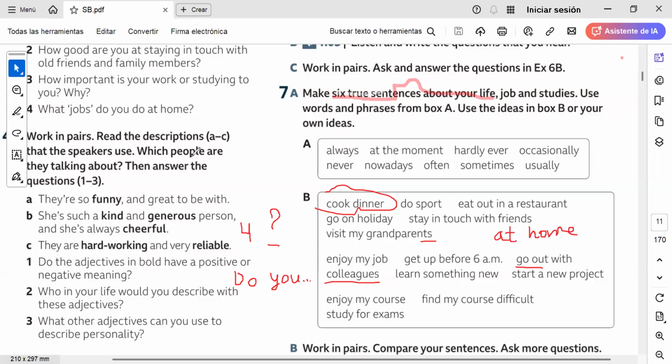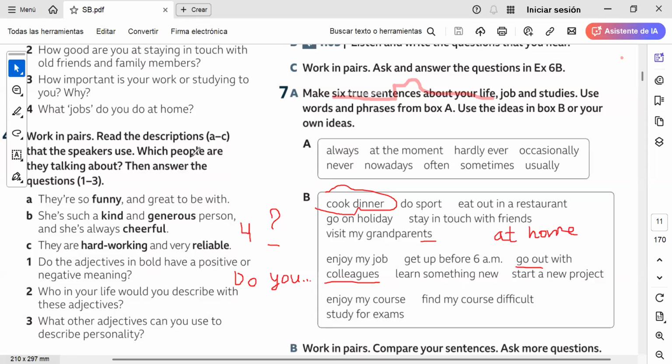Juan, do you usually learn something new? Sorry, I don't understand. Do you usually need to learn something new? Oh, yes, I learn something new in the job. Okay.